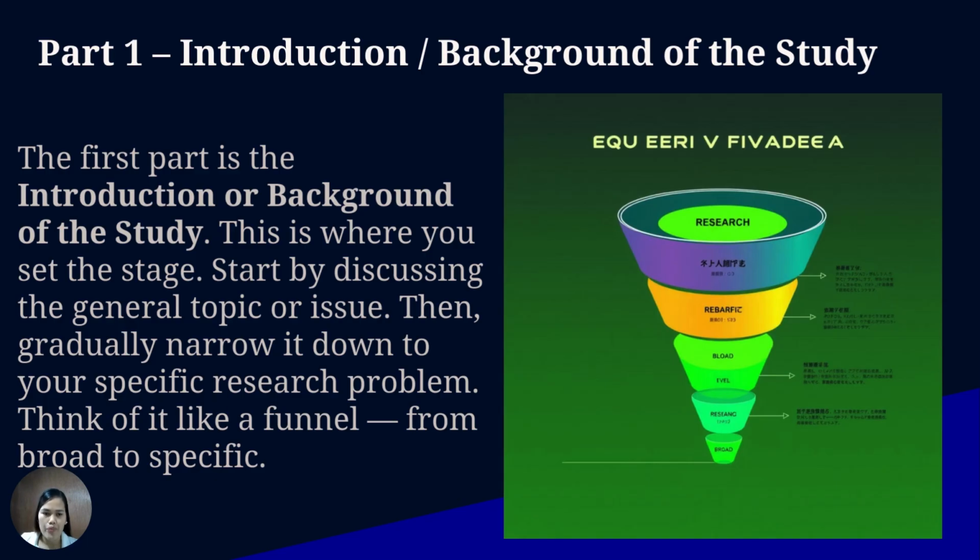For example, if your topic is about student engagement in social studies, you can start with the importance of social studies in education. Then, discuss common problems in student engagement and finally focus on the low participation of senior high school students. This helps readers understand why your study is necessary.